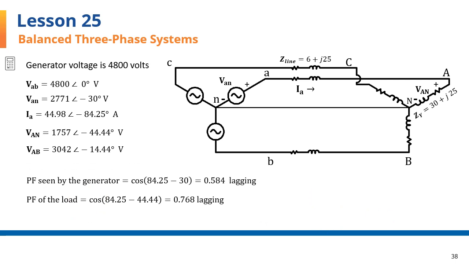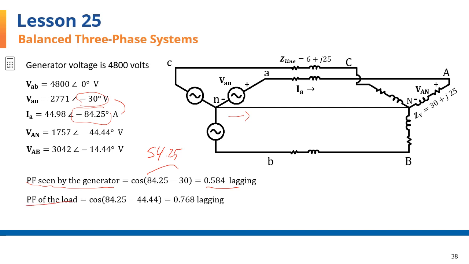I've calculated two different power factors, one seen by the generator looking into the circuit. We know power factor is the cosine of the difference in phase angles between voltage and current. So we'll look at the VAN, and it has a phase angle of -30, and the current has a phase angle of 84.25. Their difference comes to 54.25, and the cosine of it gives us 0.584. Lagging, because the current lags the voltage if you compare the phase angles between the two.